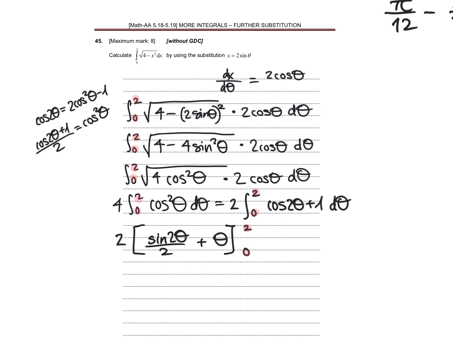So what we need to do is, the upper limit 2 equals 2 sine theta. We need it in terms of theta. And 0 is 2 sine theta, so sine theta is 1. So here, sine is 1 at pi over 2. So this is actually going to be pi over 2. All of these are pi over 2.